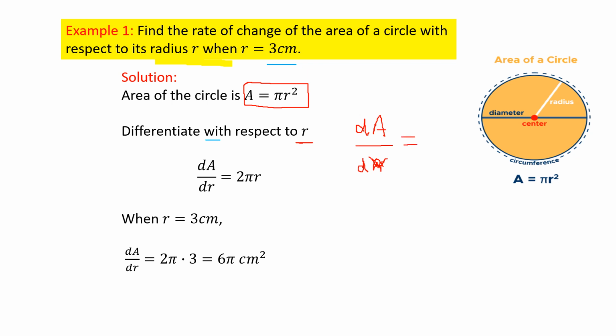That is equal to, on the right hand side, we have pi r power 2. So pi is a constant. The derivative of r power 2 with respect to r will give you 2r. So I can say dA by dr is equal to 2 pi r. Here this r denotes the radius of the circle. In the question, the radius is given by r equal to 3 centimeter. So let me replace r equal to 3 here. We will get dA by dr equal to 2 pi times 3. So 2 pi times 3 will give you 6 pi centimeter squared.